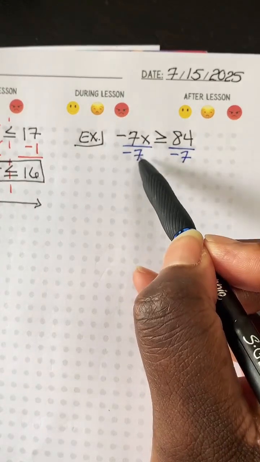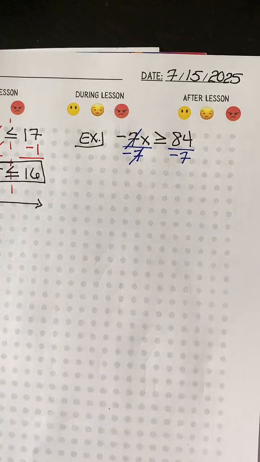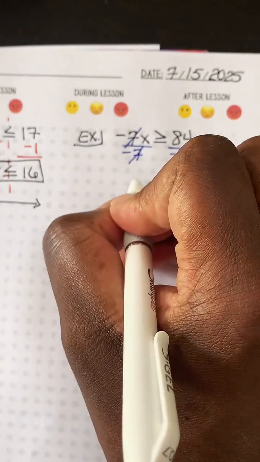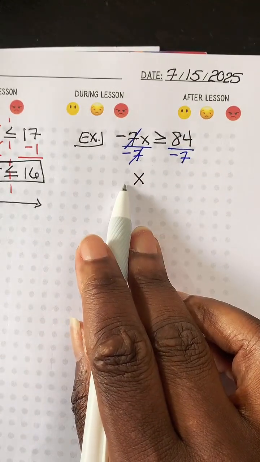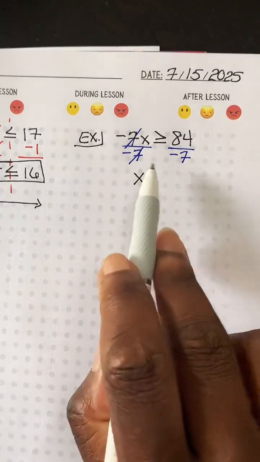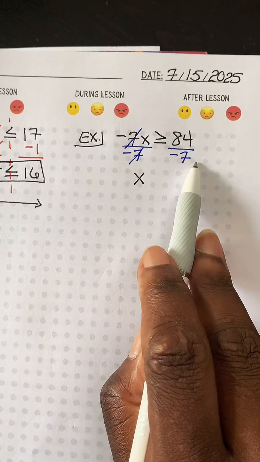So negative 7 divided by negative 7 gives me a 1. But we don't need the 1 because we still have our x. The 1 is being represented in front of the x. Now, we divided by a negative integer, all right?